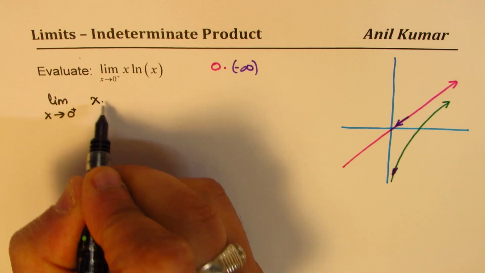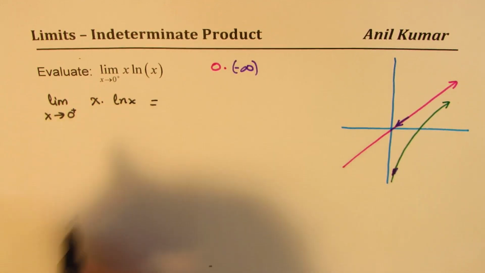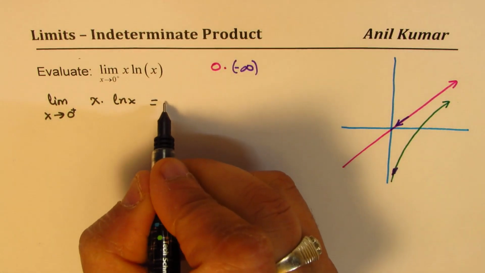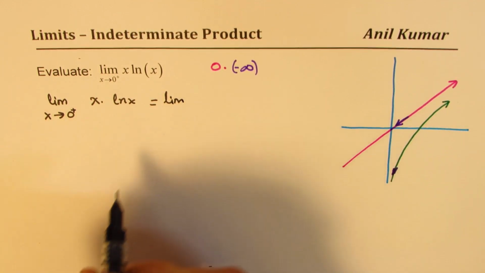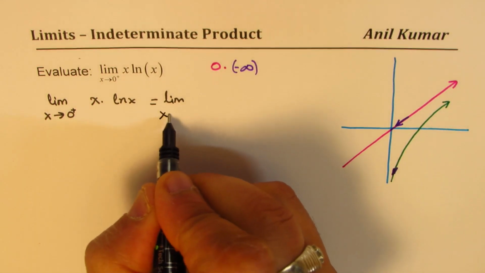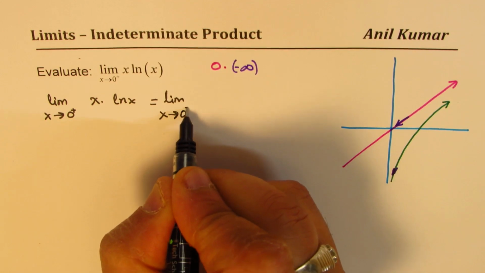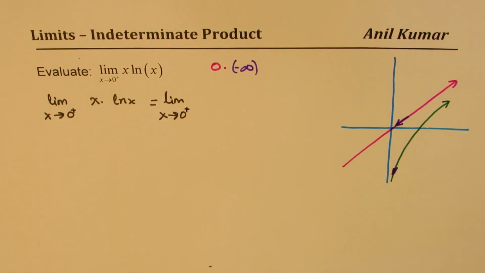So we have x times ln x. It's a good idea to take one of them in the denominator. Only then we get 0 over 0 or infinity over infinity form. So those are our level 1 indeterminates, right? Normally the idea is to convert into those forms and then apply L'Hopital's rule.